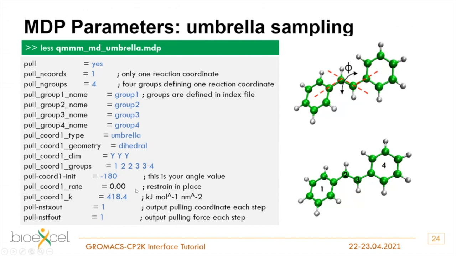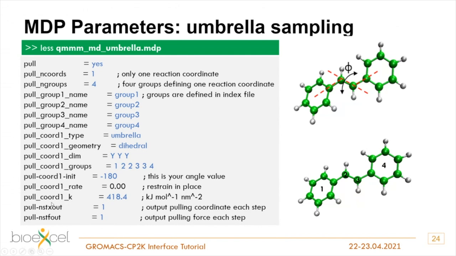Here it's some initial value, but in reality you need to set your own, and you need to scan over that coordinate. In reality, you need to launch many simulations starting with different pulling coordinates. The pull rate is zero because we just want to restrain it in place. This is the K value, which you also need to convolve the profile, in kilojoules per mole per square nanometer. I think it's not nanometer here, it's radian. Ah, no, yes, it's nanometer.